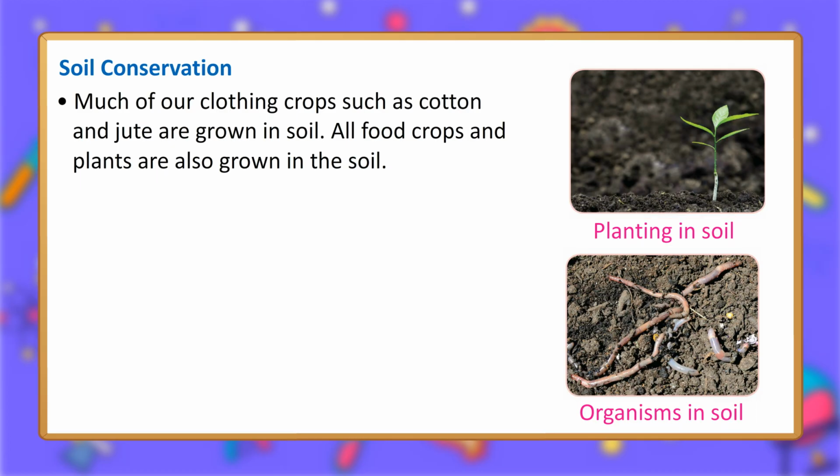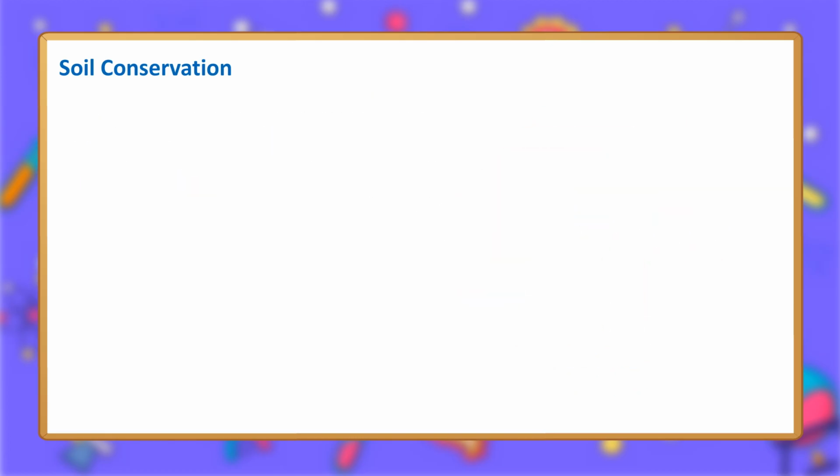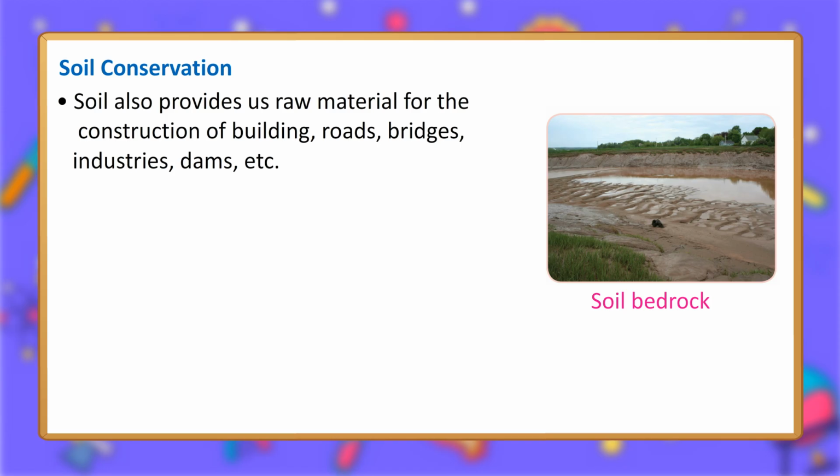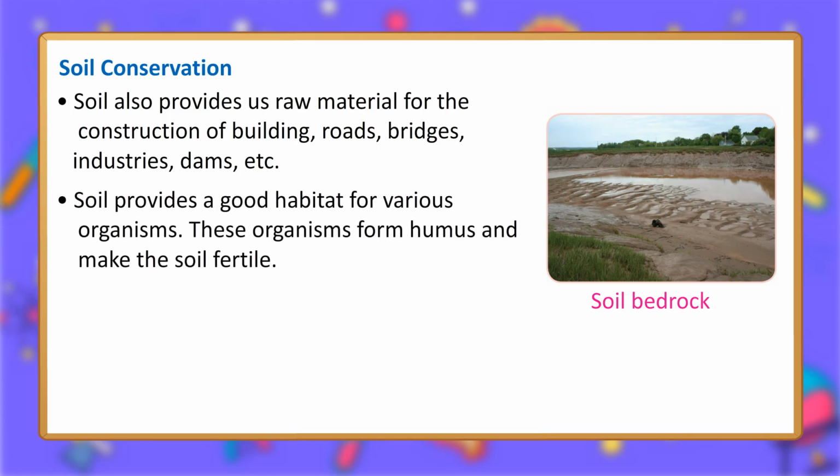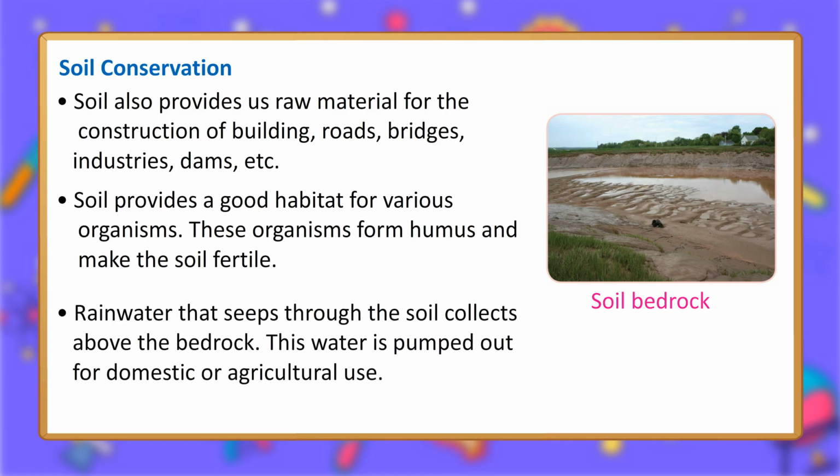Planting in soil. Organisms in soil. Soil also provides us raw material for the construction of buildings, roads, bridges, industries, dams, etc. Soil provides a good habitat for various organisms. These organisms form humus and make the soil fertile. Rainwater that seeps through the soil collects above the bedrock. This water is pumped out for domestic or agricultural use. Soil bedrock.